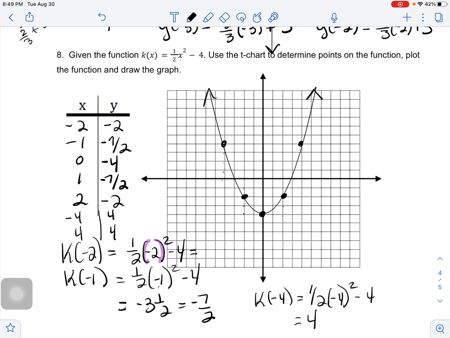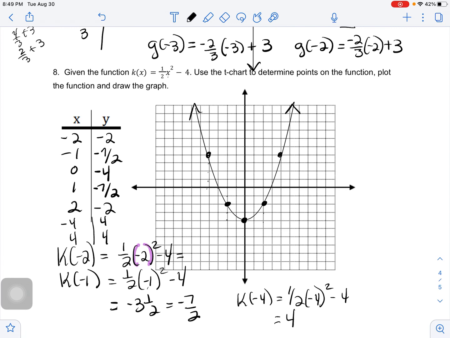And that's the graph. So the key to graphing with a t-chart is to make sure that you create a large enough list of domain or inputs that will allow you to get an idea of what the graph looks like. Then eventually you're going to learn what type of a parent function it is, which will allow you to graph it without the use of a t-chart. And that's what comes next.